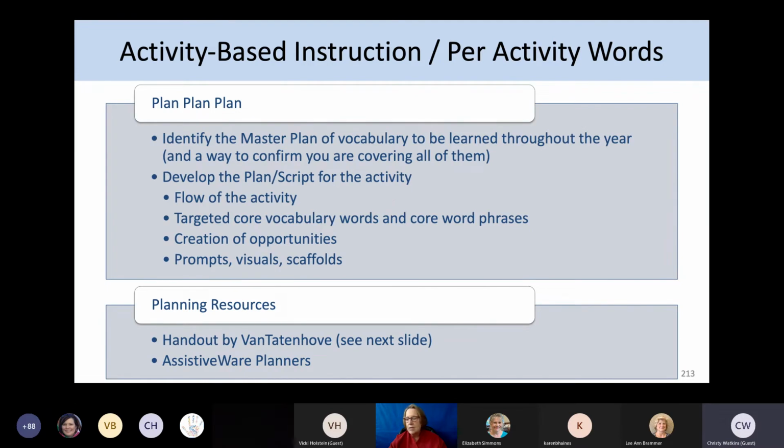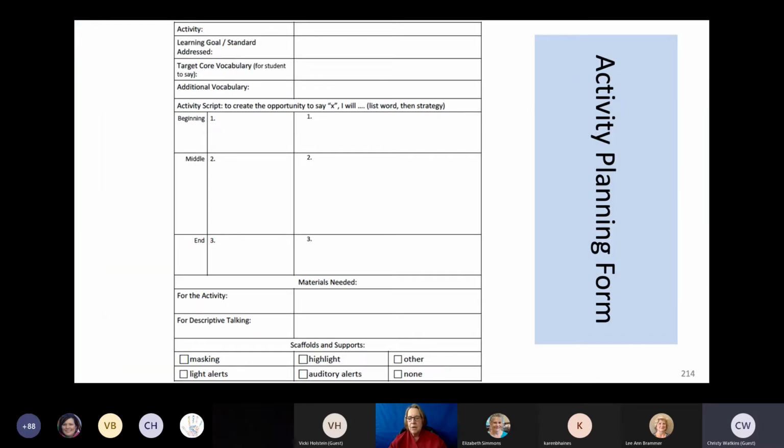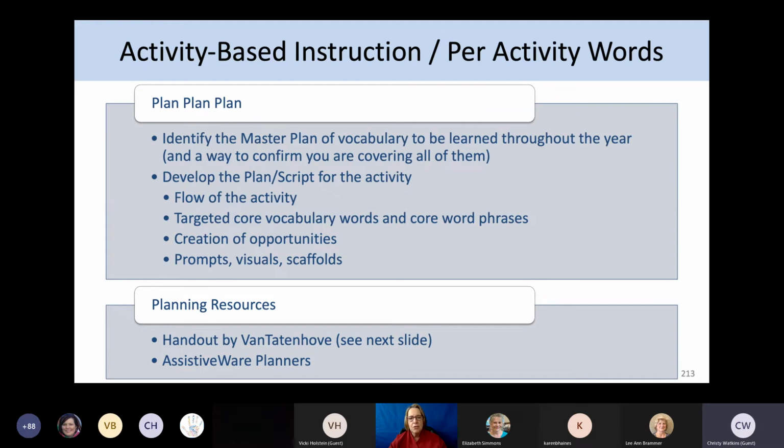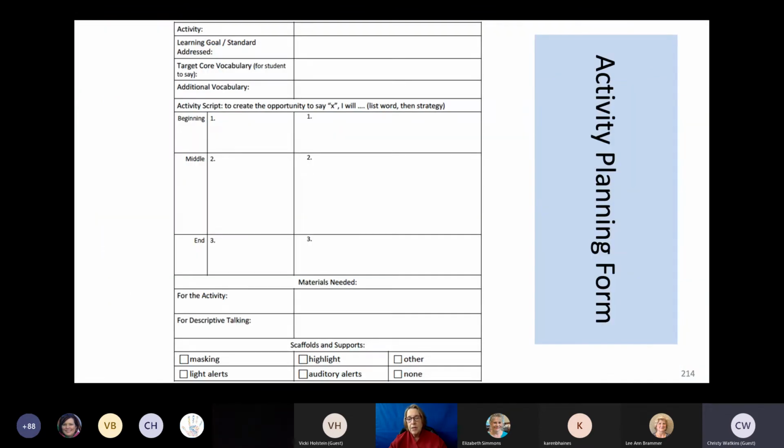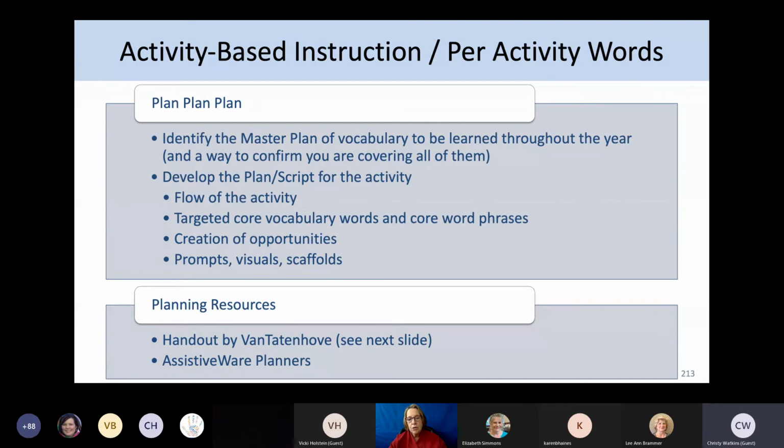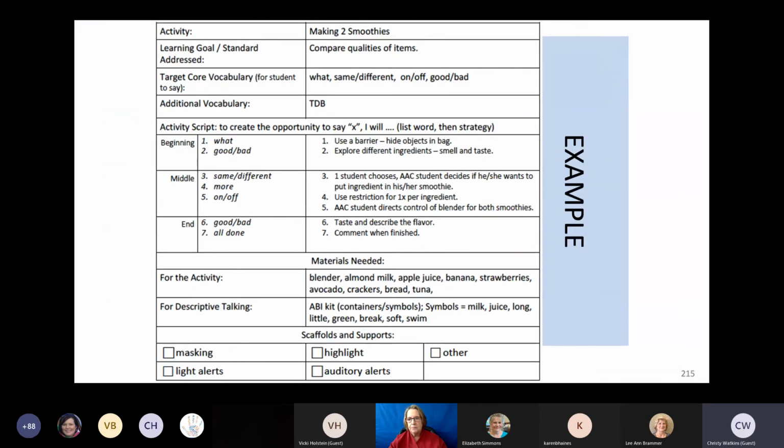Then with activity-based instruction, I've covered a bit on activity-based instruction. You can get some really nice activity planners. I've given you a handout, and it's in your folder of resources. You could also get some really good planners from Assistiveware. But again, you're following a master plan. You know, what are the words we're going to learn throughout the year, and make sure we've got a way that we're systematically covering all of them.